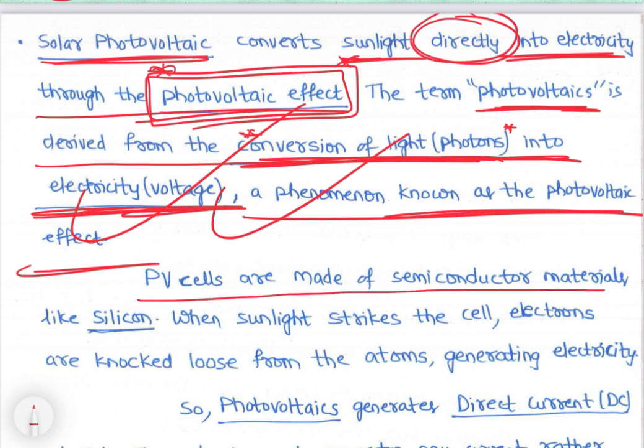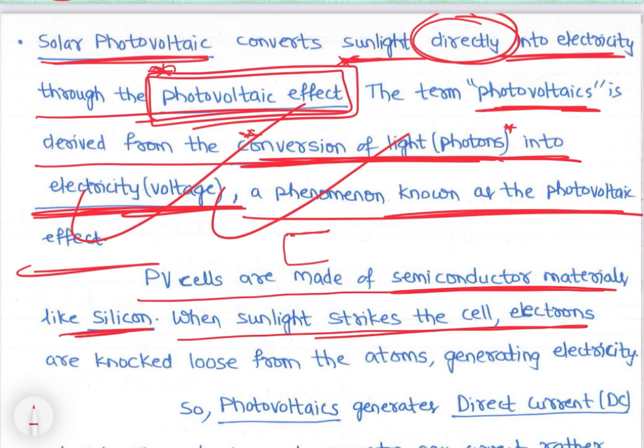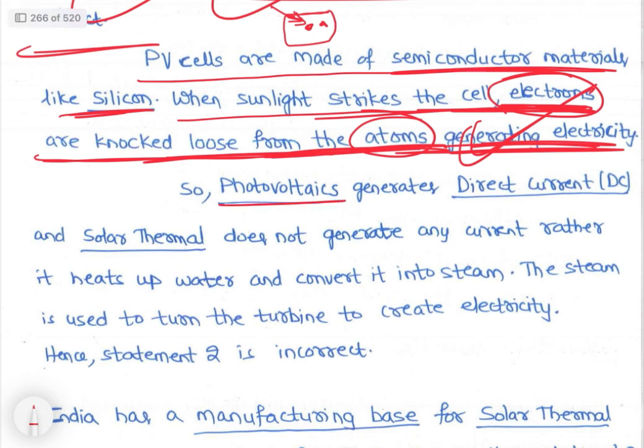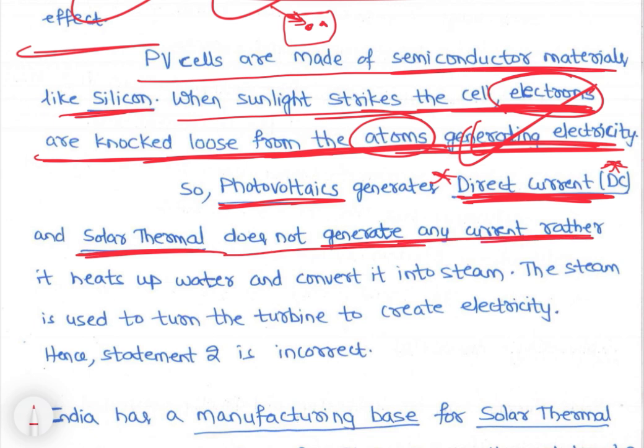PV cells are made up of semiconductor materials like silicon. When sunlight strikes the cell, electrons are knocked loose from the atoms, generating electricity. So whenever sunlight strikes, electrons are knocked loose from the atoms, right, generating electricity. So photovoltaics generates direct current. Photovoltaics generate direct current, and solar thermal does not generate any current.